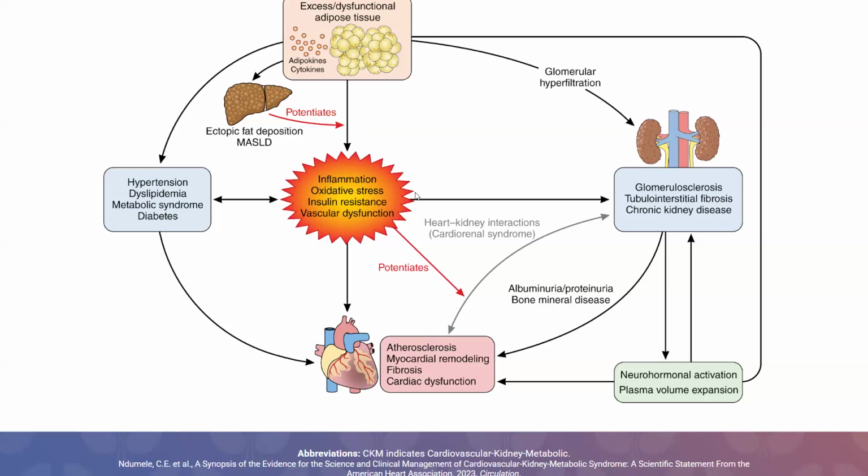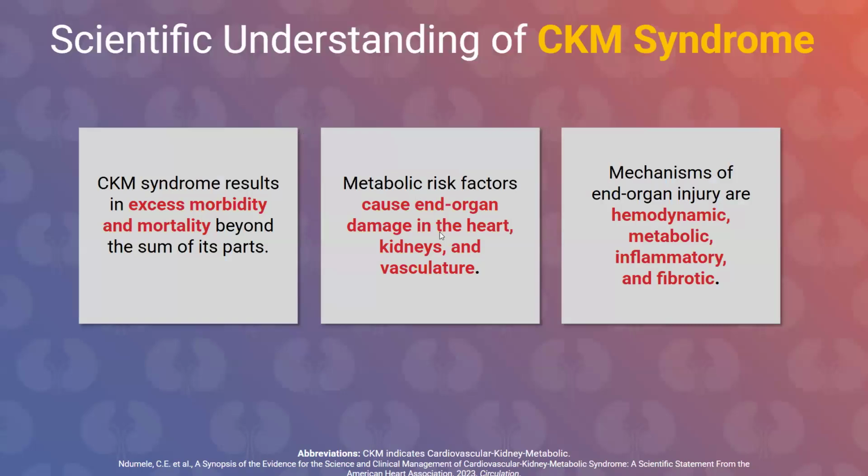There's a whole body of literature in the back end of this slide. Next slide, please. So the scientific understanding of the CKM syndrome is highlighted here. And the point that the American Heart Association has been making is that the syndrome has many parts, but the overall effect on morbidity and mortality is not just a sum, but beyond the sum of its parts. It's sort of multiplicative. These things are interactive, as I've alluded to in the previous slides.